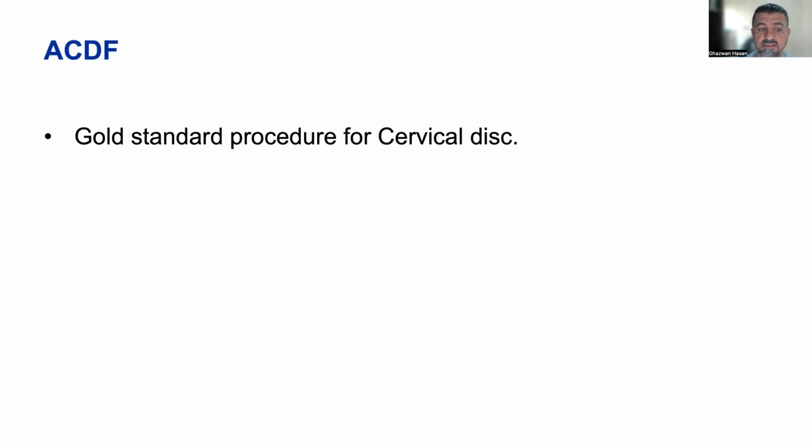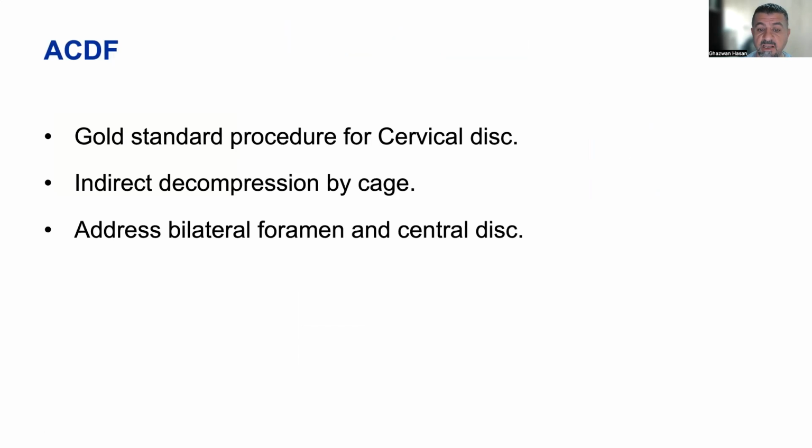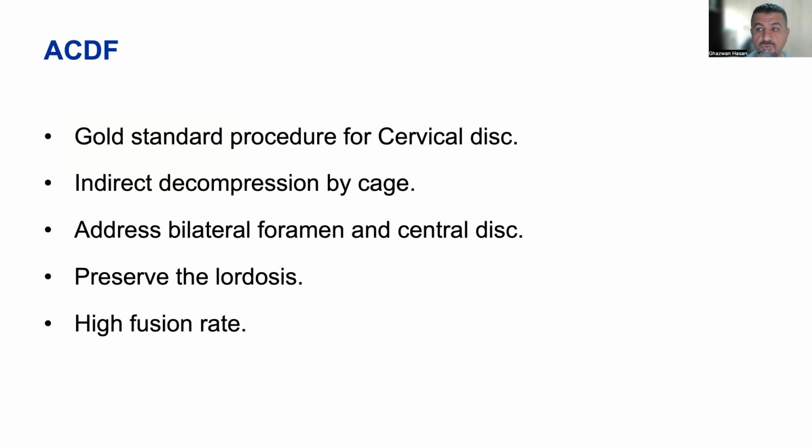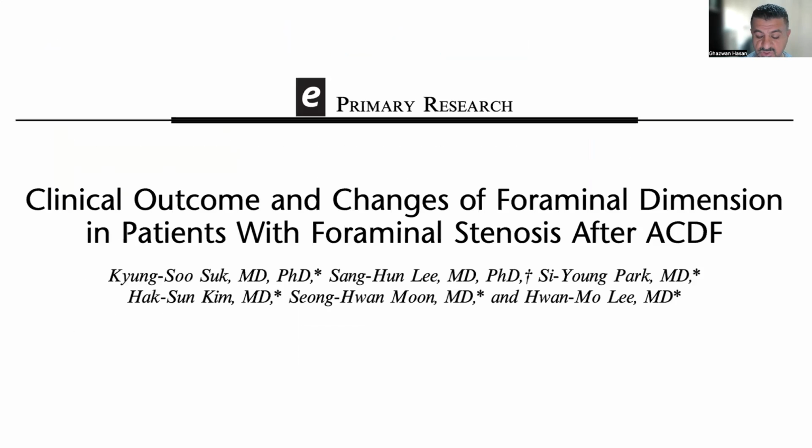ACDF, as we know, is the gold standard for cervical disc. It offers direct and indirect decompression by the cage, addresses bilateral foramen and central disc, preserves the lordosis, and also has a high fusion rate, more than 90% in most of the studies.